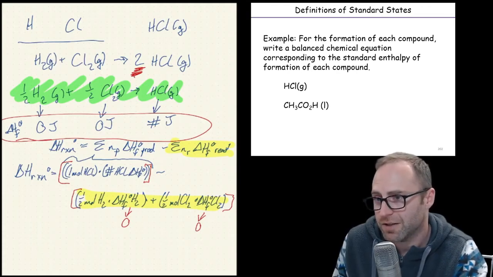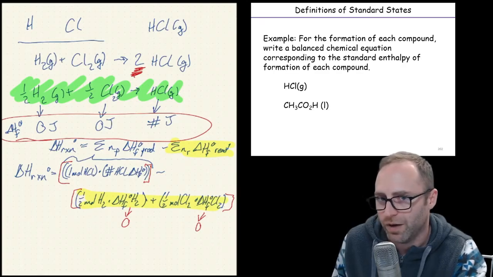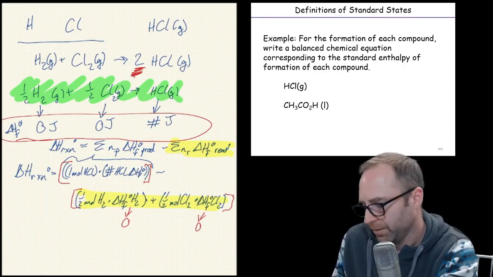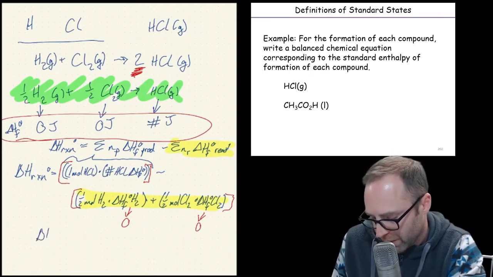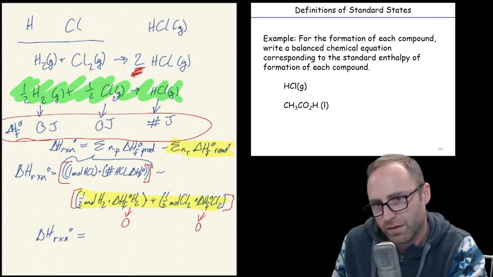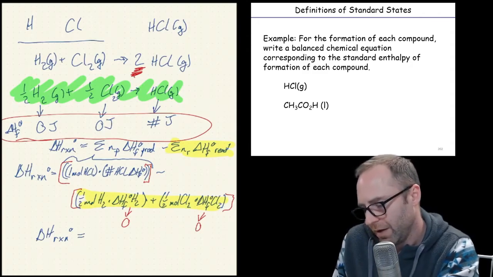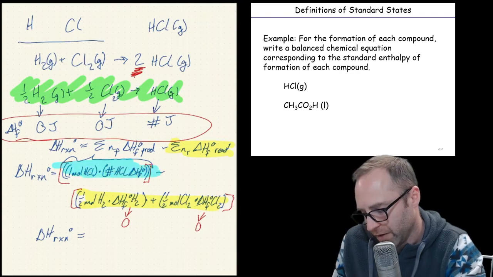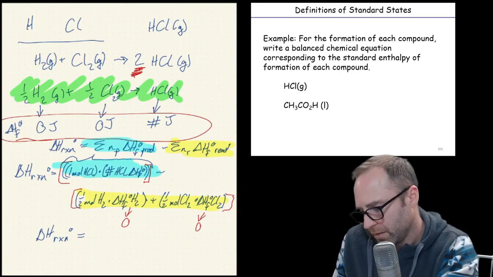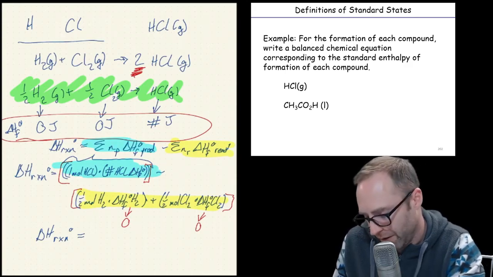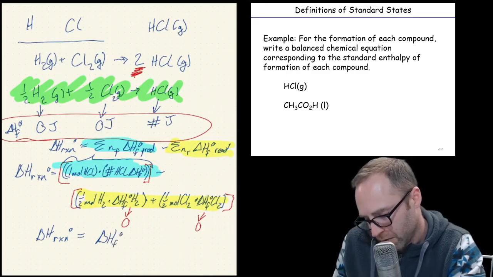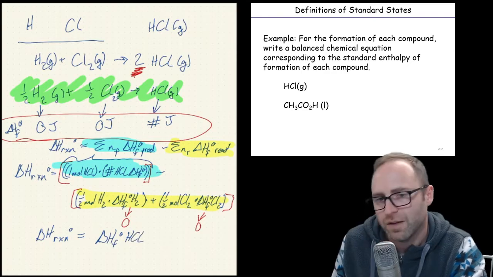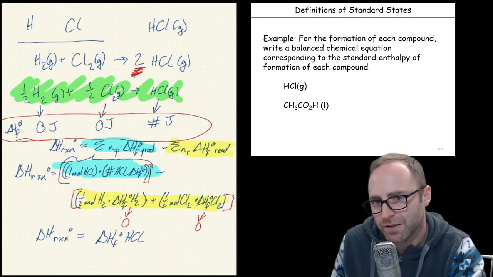But here, because of the definition, we're dealing with elements in their standard state. We know that the enthalpy of formation is going to be equal to zero. Everything in yellow is going to equal zero. Thus and therefore, our enthalpy of reaction is going to equal everything here in the teal blue, whatever, because it's literally the only thing that's still left with a number. And in this case, it's going to be the enthalpy of formation of our hydrochloric acid.